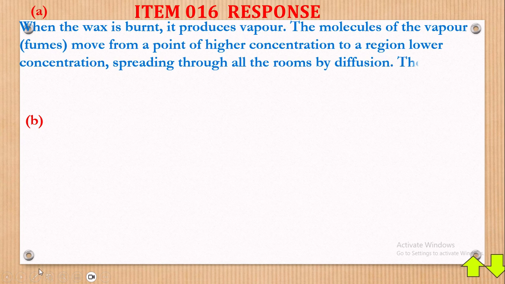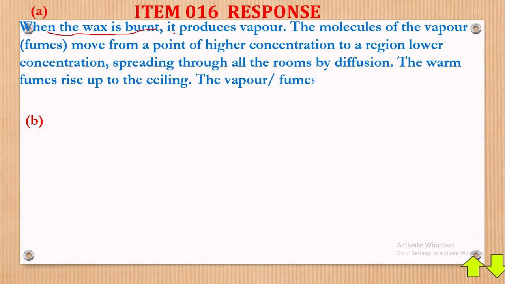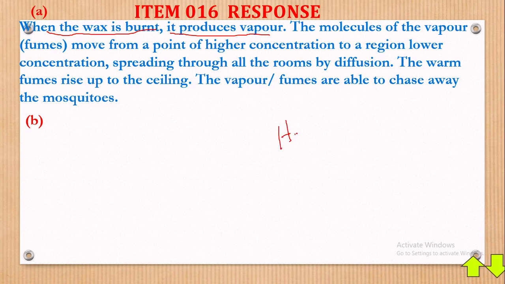Now, let's get this explained slow but sure. So you say that the wax is burnt. What happens? Once it's burnt, it produces the vapor. I explained that. Now, the vapor is going, but of course, remember the point of region of higher concentration and region of low concentration. So, the molecules of the vapor, you can even call them fumes.